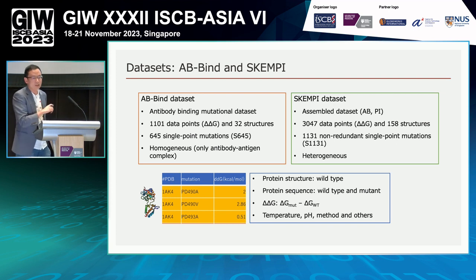The wild type protein structure is given by the PDB, and the mutation is given here. So we can know the wild type sequence and the mutant sequence, and the delta G is given here. Also, the dataset includes the temperature, pH, and other experimental methods, but we don't use them in our method.